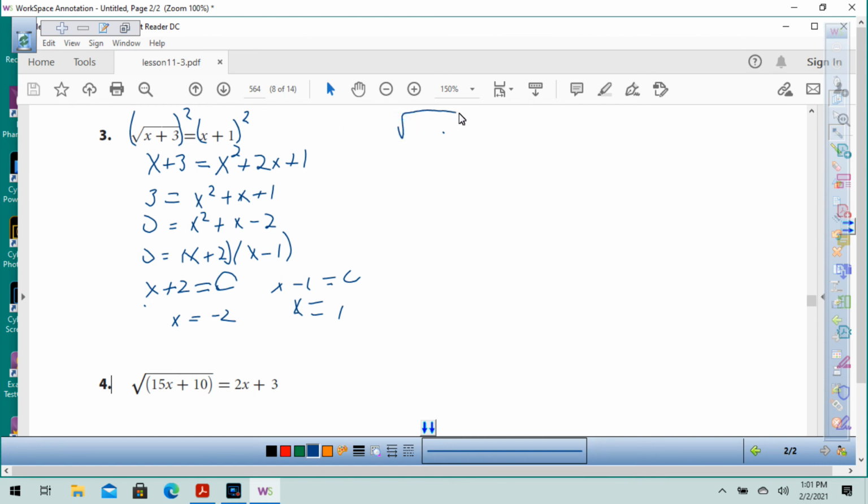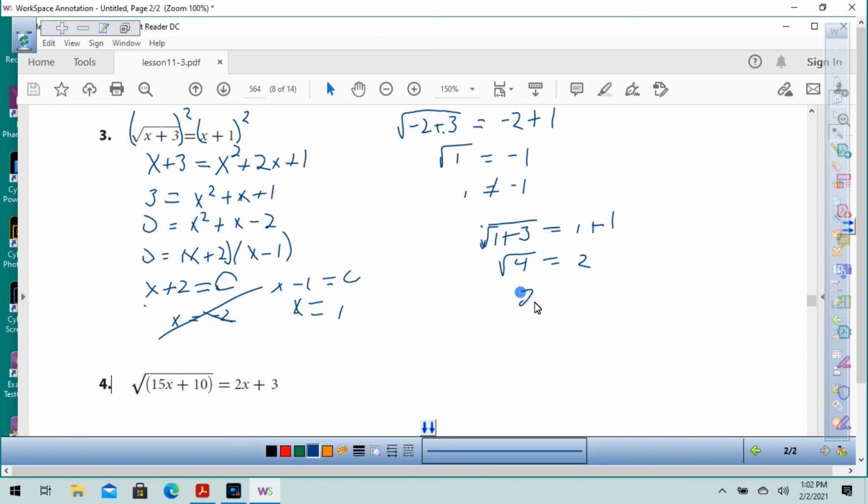So let's check this. We have the square root of negative 2 plus 3 equals negative 2 plus 1. Put the negative 2 in for the x, and what do we get? The square root of 1 equals, well, that's negative 1. So 1 does not equal negative 1, so not a solution. Let's try 1: the square root of 1 plus 3 equals 1 plus 1. Well, the square root of 4 equals 2, and that is true. 2 does equal 2. So this is what we call an extraneous solution.